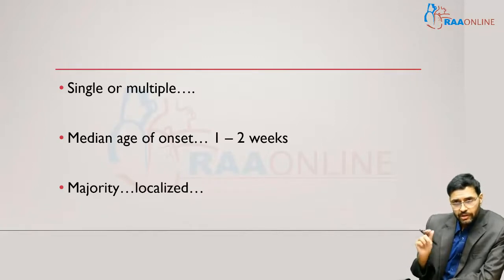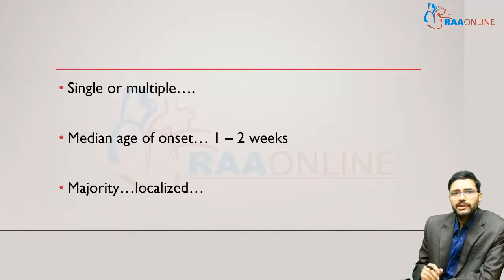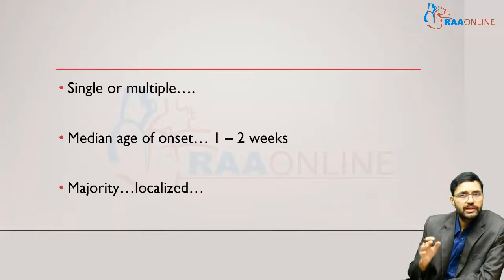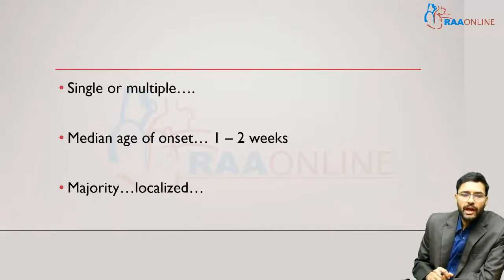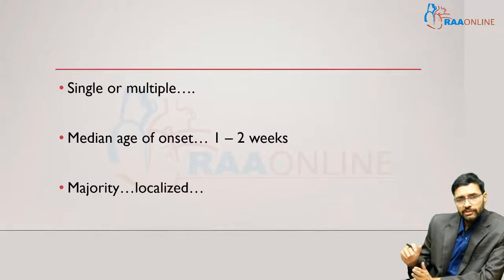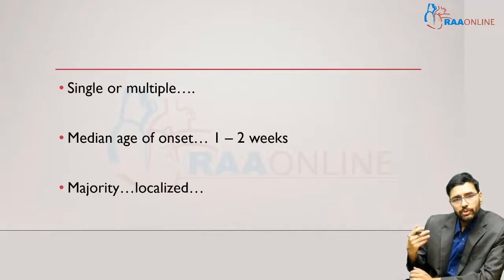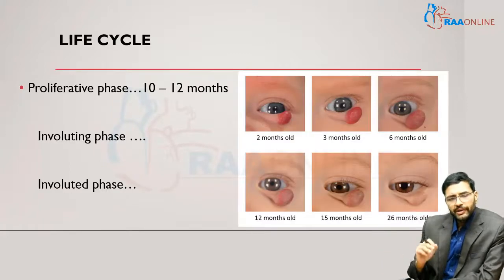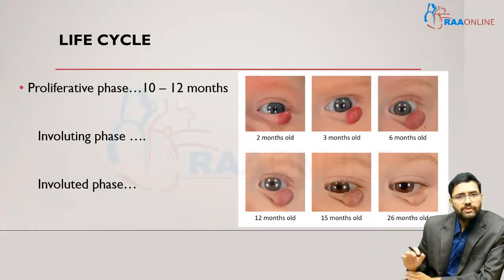The word infantile hemangioma itself means that it occurs during infancy. It generally is noticed by the parents 1 to 2 weeks after the delivery of the child. Majority of them, 90%, are localized to one particular area, and especially these lesions are usually not disfiguring nor do they hinder mobility and movements. An infantile hemangioma has a definite life cycle.